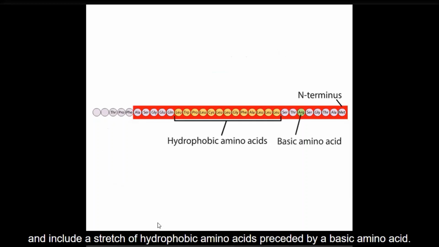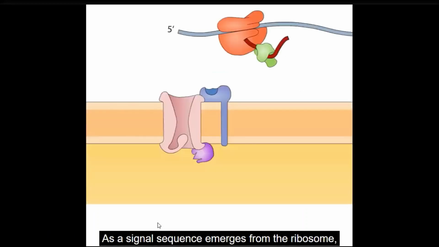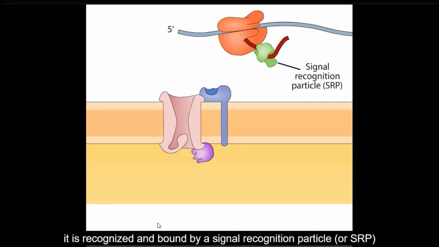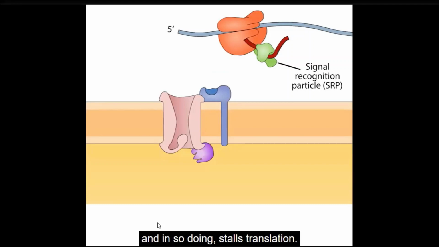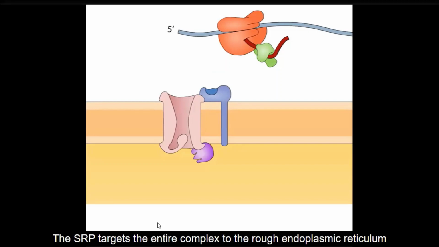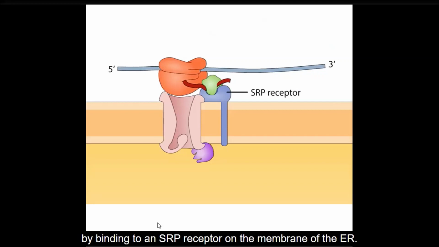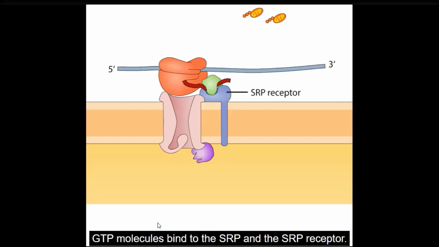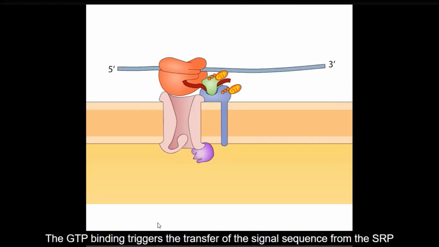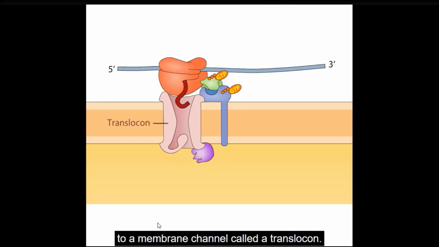Signal sequences span about 20 amino acids and include a stretch of hydrophobic amino acids preceded by a basic amino acid. As a signal sequence emerges from the ribosome, it is recognized and bound by a signal recognition particle, or SRP, consisting of 6 polypeptides and a small cytoplasmic RNA. The SRP binds the ribosome as well as the signal sequence, and in so doing, stalls translation. The SRP targets the entire complex to the rough endoplasmic reticulum by binding to an SRP receptor on the membrane of the ER. GTP molecules bind to the SRP and the SRP receptor. The GTP binding triggers the transfer of the signal sequence from the SRP to a membrane channel called a translocon.